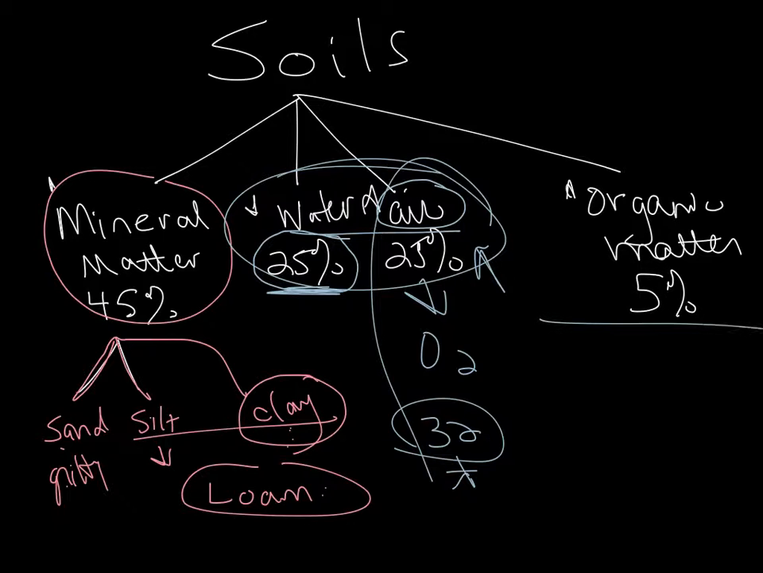Now, the last part of soil is organic matter. That is the dead or decaying things that used to be living. And organic matter is important. It's what makes your soil really black and fertile. And organic matter comes from when you leave material on your land and you let it decompose.